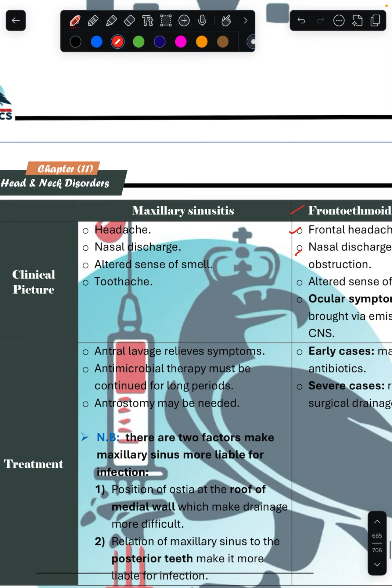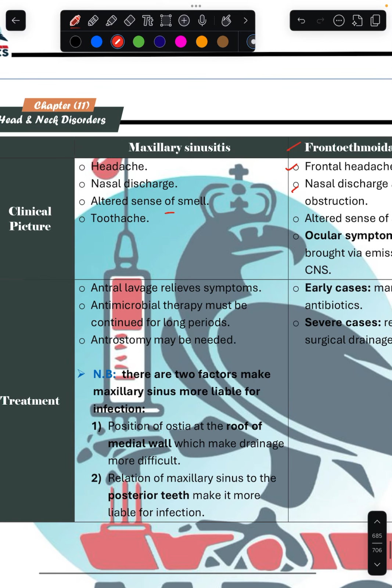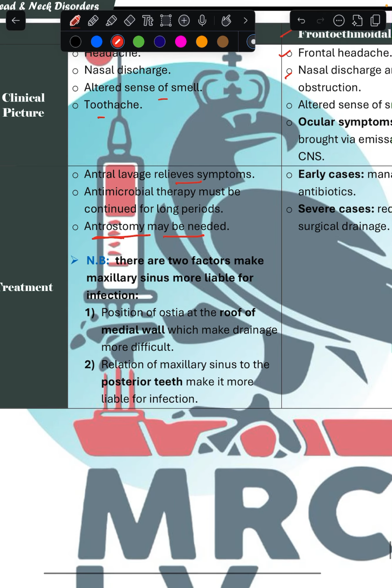In maxillary sinusitis, there is headache, nasal discharge, altered sensation of smell, and toothache. Again, treatment is lavage to relieve symptoms. Antimicrobial therapy may be required for a longer period. Antrostomy, drainage has to be done, because two factors make the maxillary sinus more liable to infection. The position of the ostia is at the upper side, which makes drainage difficult. The relation of the maxillary sinus to the posterior teeth also makes it more liable to infection.